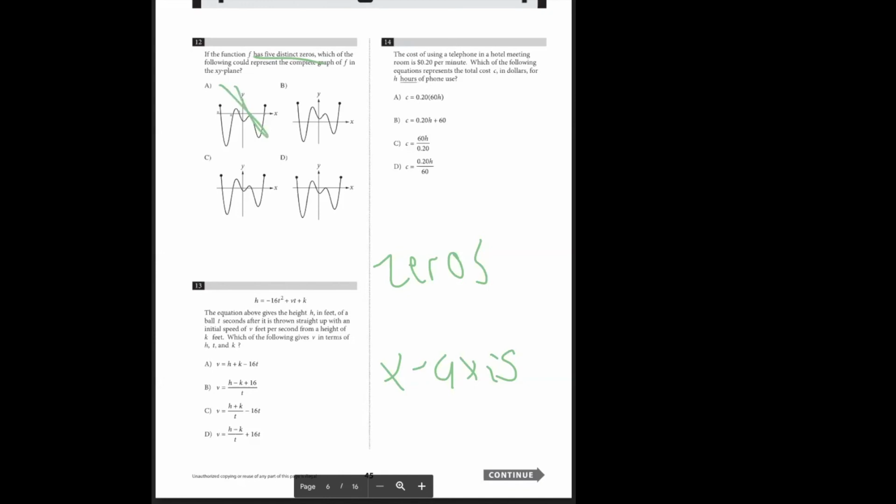Not this one. This one has 1, 2, 3, 4. Not that one. 1, 2, 3, 4, 5, 6. Not that one. D has to be the answer, but 1, 2, 3, 4, 5. Yes, that's it. So that's the easiest way to do this problem.